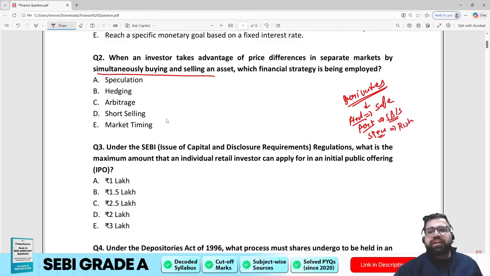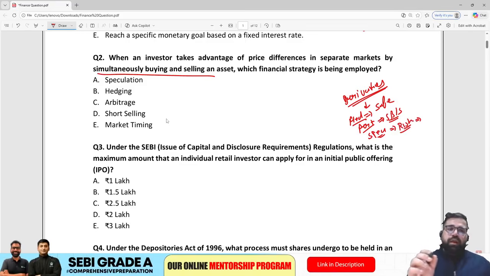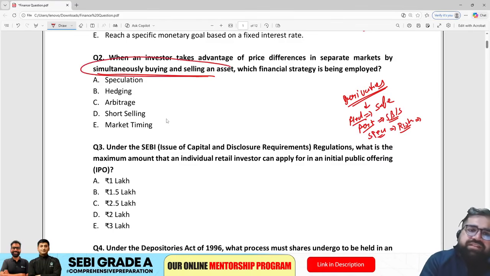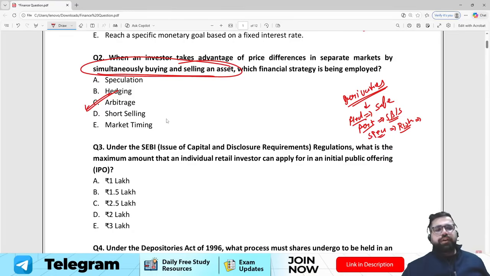Speculator is the person who will take the maximum amount of risk. He will try to chase profit. Now the question clearly says that you are simultaneously buying and selling the asset. Therefore the correct answer will be option number C, which is arbitrage or arbitrageurs. Right, speculating, hedgers, short selling and market timing, these are not correct.